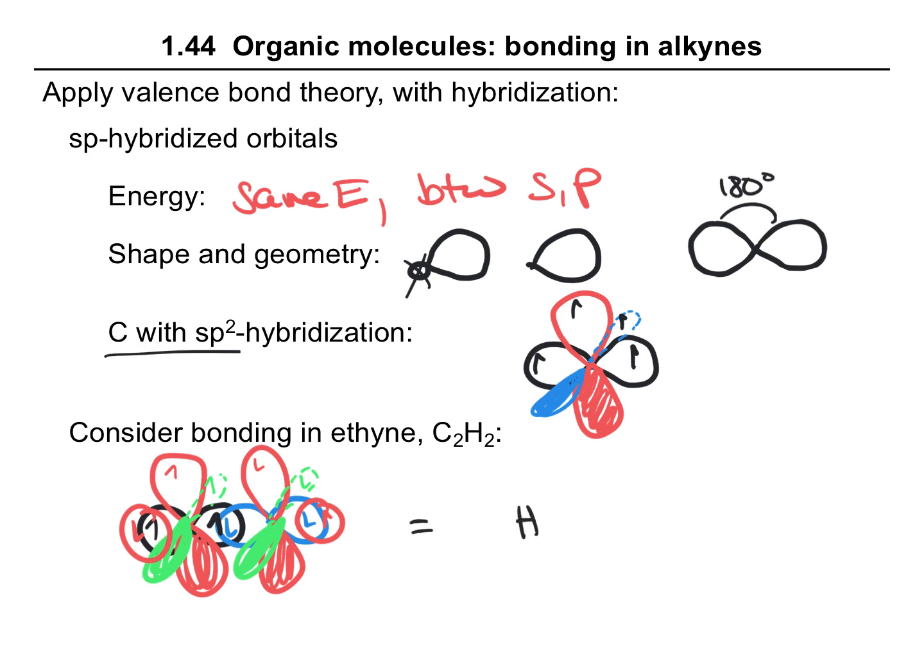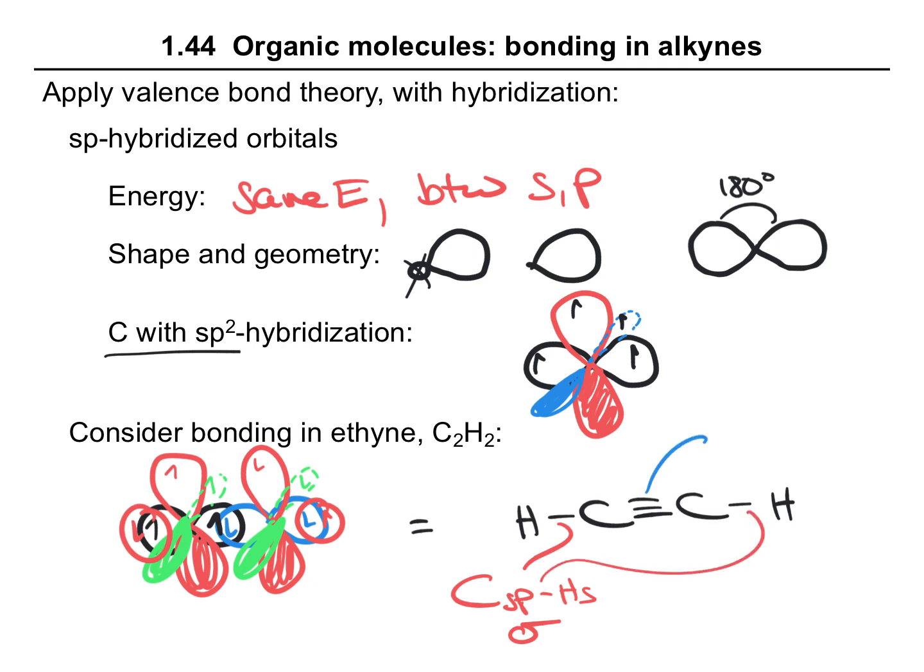So this gives us this compound where this bond is created by the overlap of a carbon sp with a hydrogen s, and that is a sigma bond. Same thing over here. Here we have a sigma bond that is created by the overlap of a carbon sp with a carbon sp. We have a pi bond created by the overlap of a carbon p orbital with a carbon p orbital, and a second pi bond formed by the overlap of a carbon p orbital with another carbon p orbital.